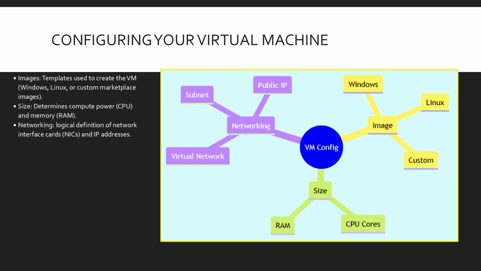This mind map breaks down the essential components of VM configuration. The central node branches out to image, where you select your OS. The size branch defines your hardware specs, like CPU and RAM. The networking branch lists the connectivity components, like VNet and public IPs, required for the VM to communicate.